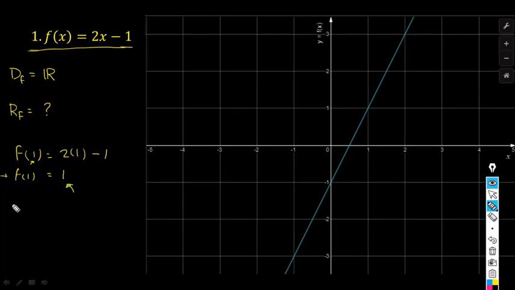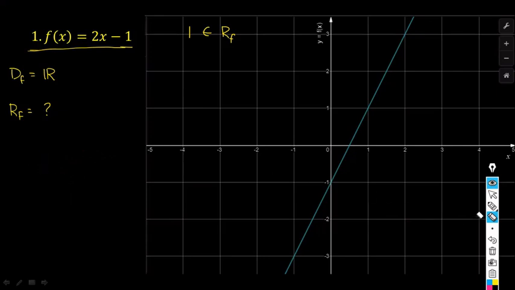So I can already conclude the following, that this number 1 is an element of the range of the function f, right? 1 is an element of the range because this is an output of the function. Okay, so I already have, I'm gonna put it in here. 1 is an element of the range of the function. Now let's do another example of this.